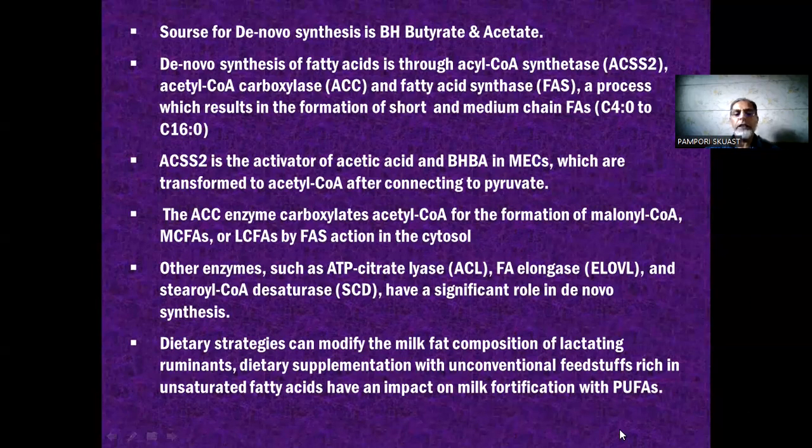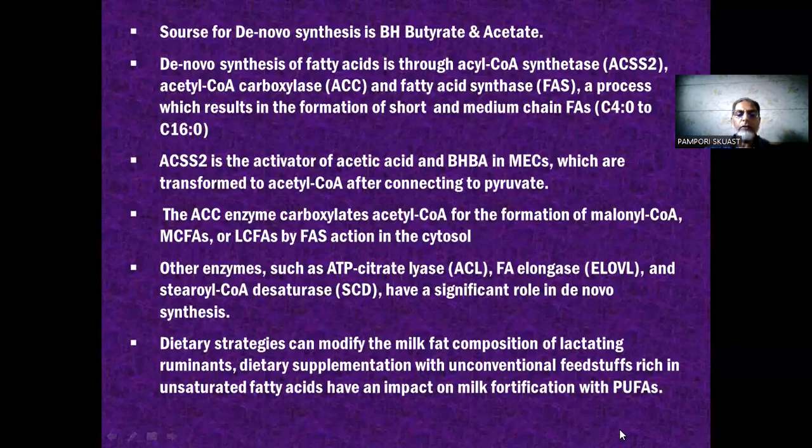Other enzymes such as ATP citrate lyase, fatty acid elongase, and stearoyl-CoA desaturase have a significant role in de novo synthesis. There are three important enzyme systems which I have discussed: acyl-CoA synthetase, then acetyl-CoA carboxylase, and then fatty acid synthase. These are very important primary enzyme systems which are taken up by epithelial cells in the production of fatty acids from butyrates and acetates.